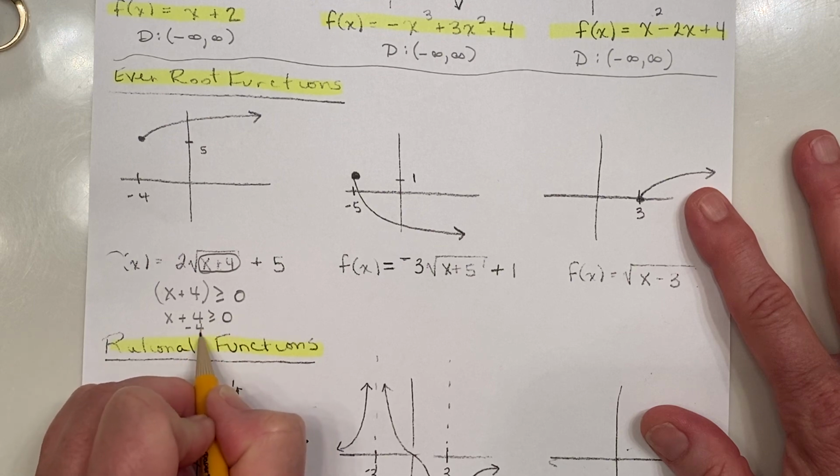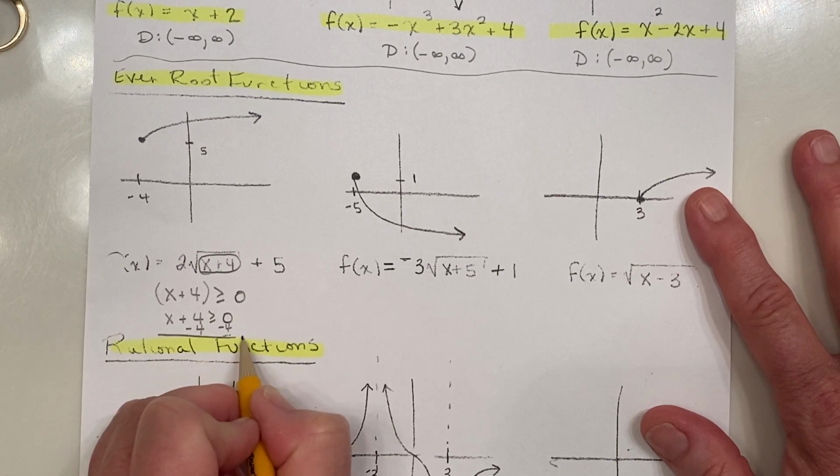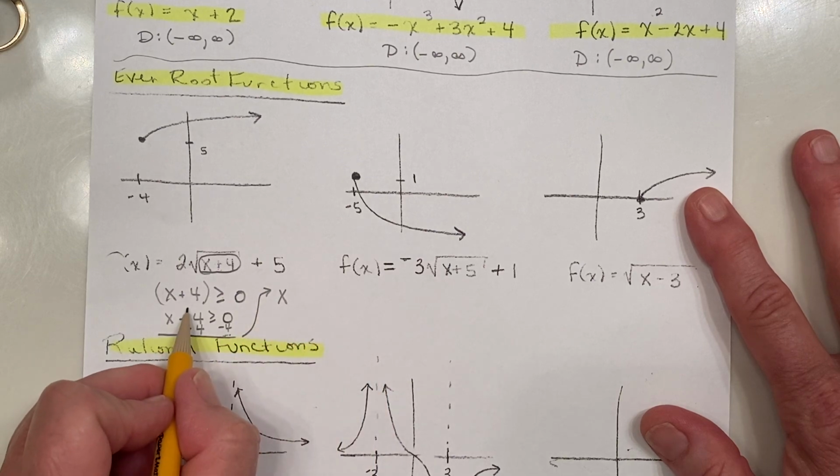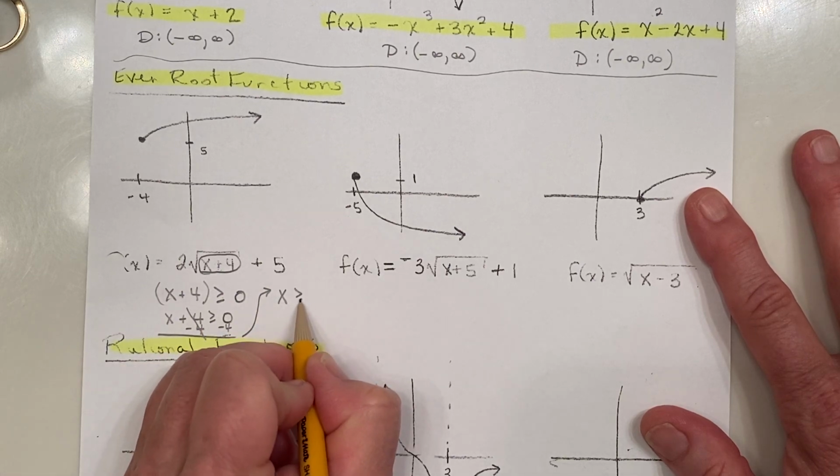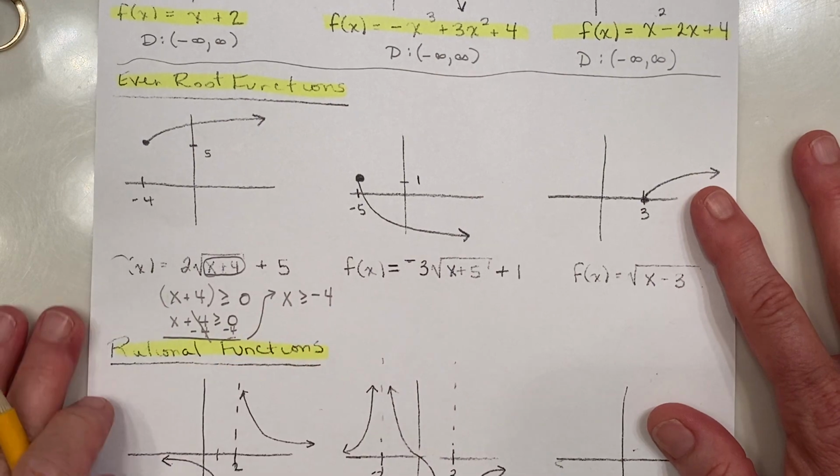I'm going to subtract the 4 from both sides of this inequality. I'll come up here. So these 4's will cancel. So x must be greater than or equal to -4.